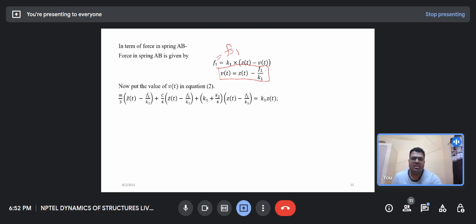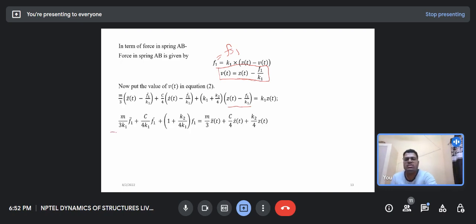We put the v(t), for the v double dot t we have taken this as double differentiated, and for the v dot t differentiated one time, and then for the v(t) this is given here, and then rearrange the terms again. So this is the equation in terms of f1. The second part is only rearranging the terms, nothing else.